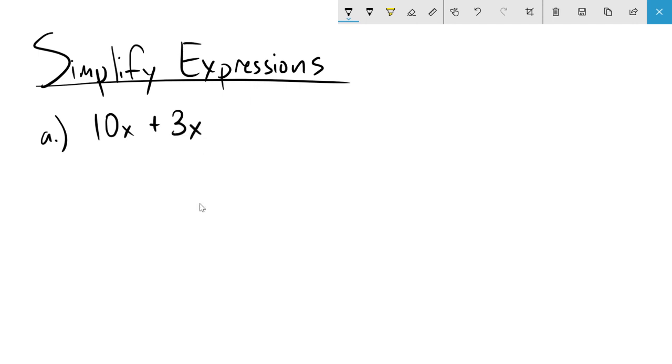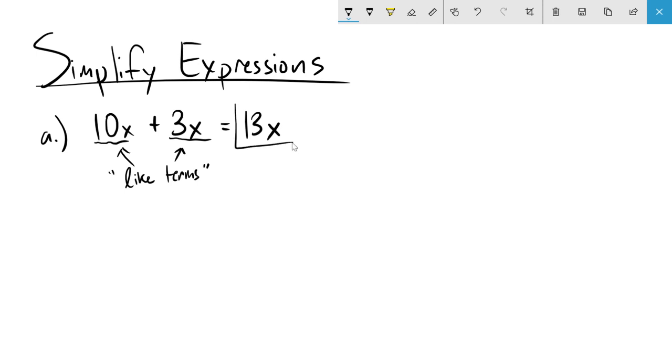Now, this is an expression, not an equation. How do we know? There's no equal sign, right? I'm also not giving you a value of x to evaluate it at, so you can't plug a number in and get one number out of it. But what's true about these two terms? They're both x terms. We call these like terms. So I've got 10 x's, and then I'm going to add in 3 more x's. So at the end of the day, what do I really have? What I really have is 13 x's.